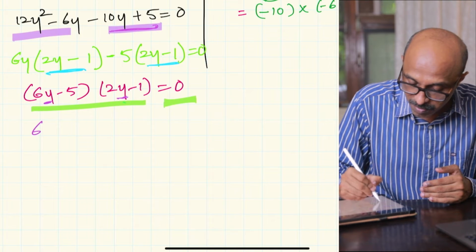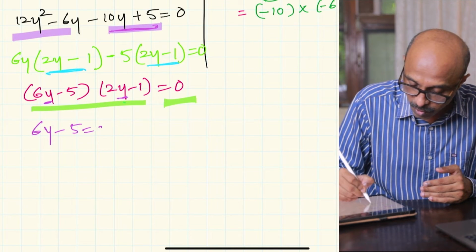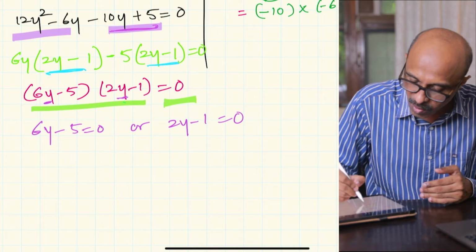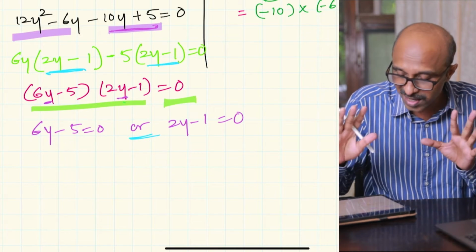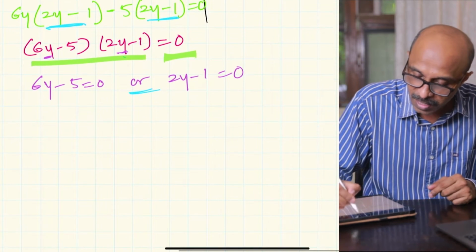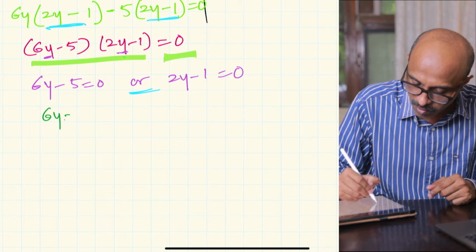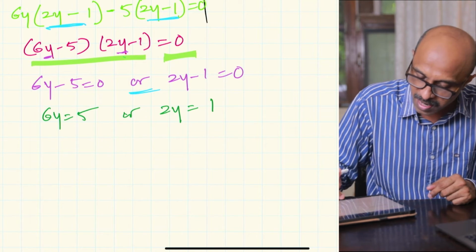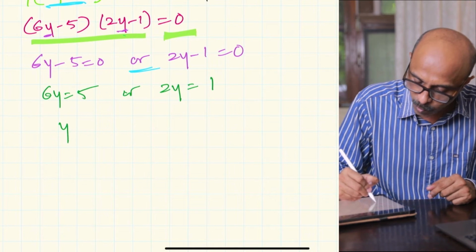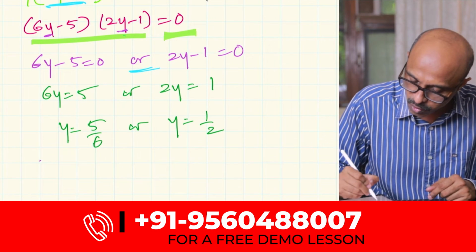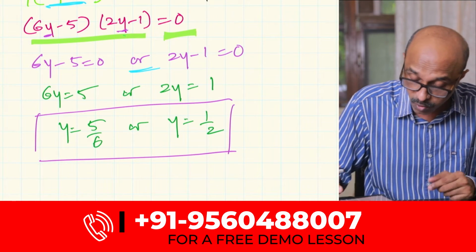So we go ahead and say, that means 6y minus 5 is equal to 0, or 2y minus 1 is equal to 0. Now, although we are using the word or, actually there are those two roots. I'll come to that, why we're using or, in a minute. Let's just solve this first. So this will give us 6y is equal to 5, or 2y is equal to 1. On further solving, you'll get y is equal to 5 over 6, or y is equal to 1 over 2. So those are the two roots, as we call them sometimes, roots or solutions.